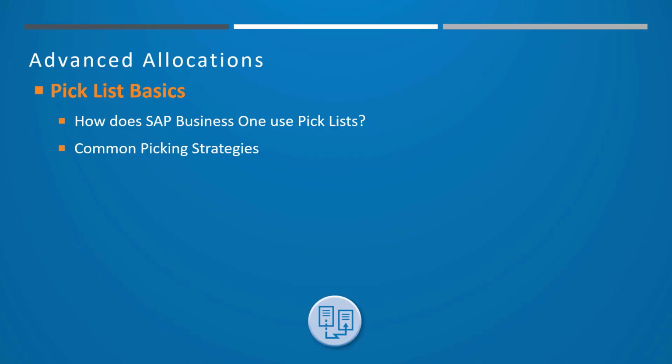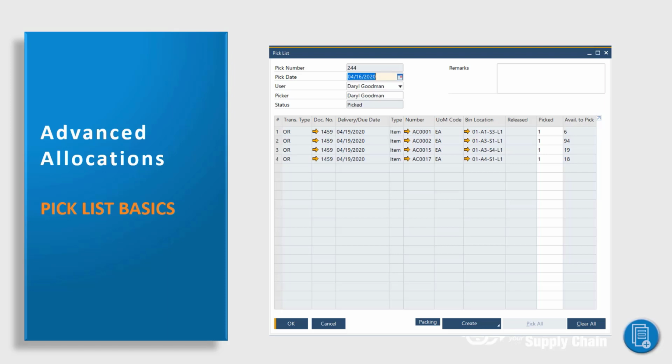In this brief section, we'll introduce SAP Business One pick lists and explain how they can be used with well-known picking strategies to optimize the warehouse workflow. The pick list document is the primary output for Resolv Advanced Allocations. SAP Business One uses the pick list to specify who should pick items, when, how many units to get, and where in the warehouse to get them from.